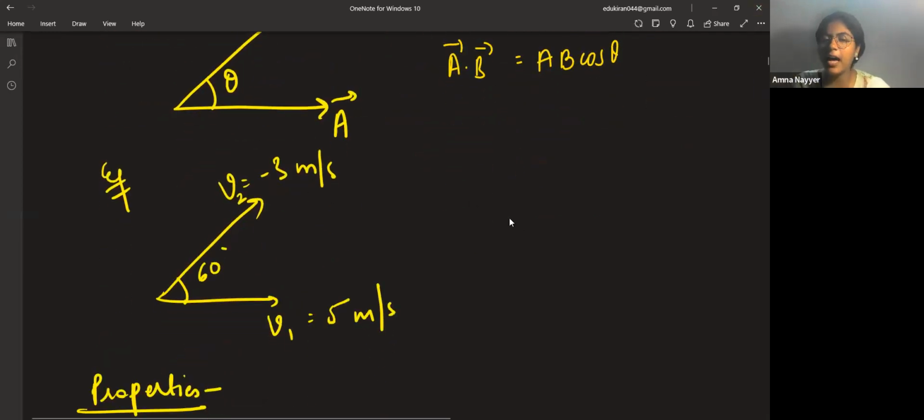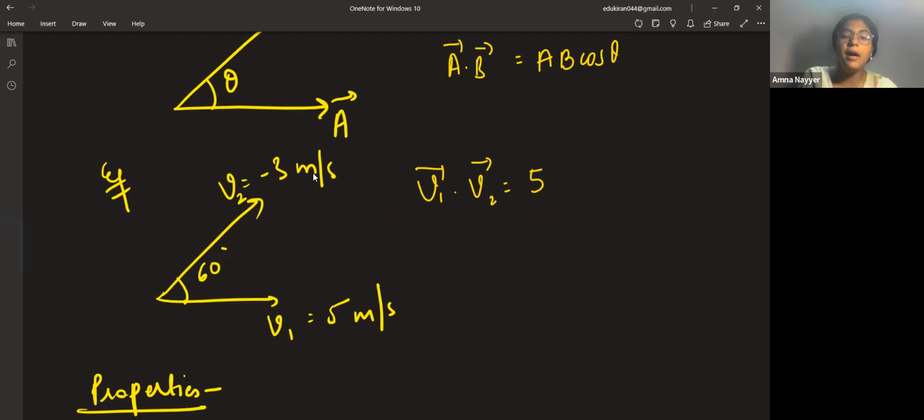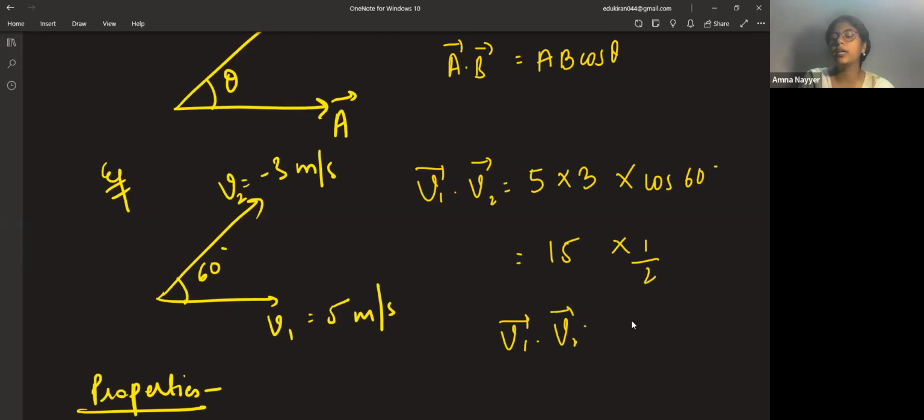Suppose this is an example. I have to find out V1 vector dot V2 vector. So what is the magnitude of V1? The magnitude is 5. What is the magnitude of the second? Magnitude means you do not have to include the signs, you just have to take the number. So this is 3 only. Into what is cos theta? This is cos 60 degrees, which is half. So 15 times half, the dot product of V1 and V2 will become 7.5 meters per second.